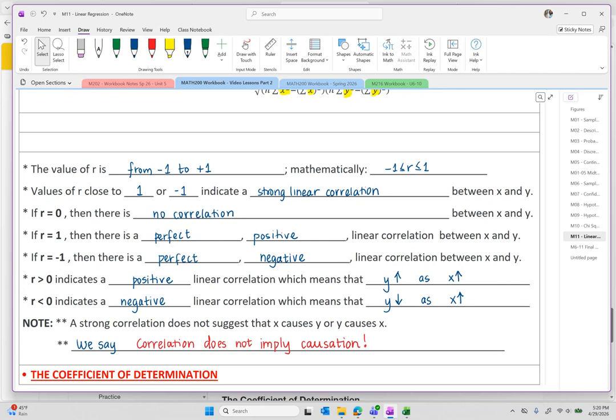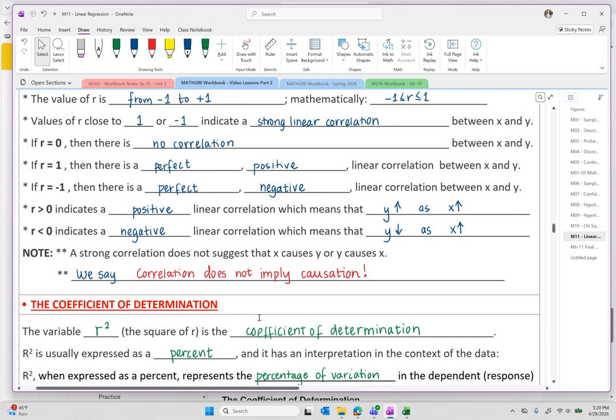A positive linear correlation, which corresponds to a positive R, indicates that as X increases, Y also increases. A negative linear correlation, indicated by a negative R, indicates that as X increases, Y decreases. Now, a strong correlation does not suggest that X causes Y or that Y causes X. We usually say correlation does not imply causation.